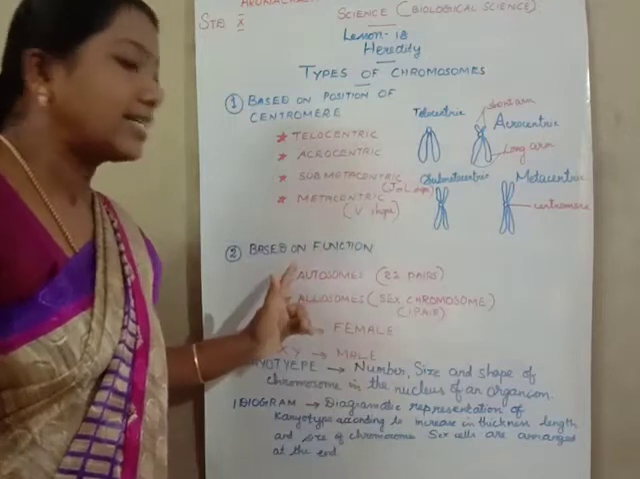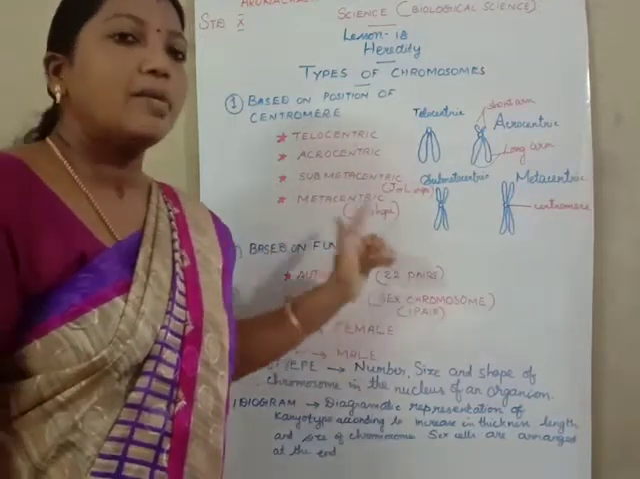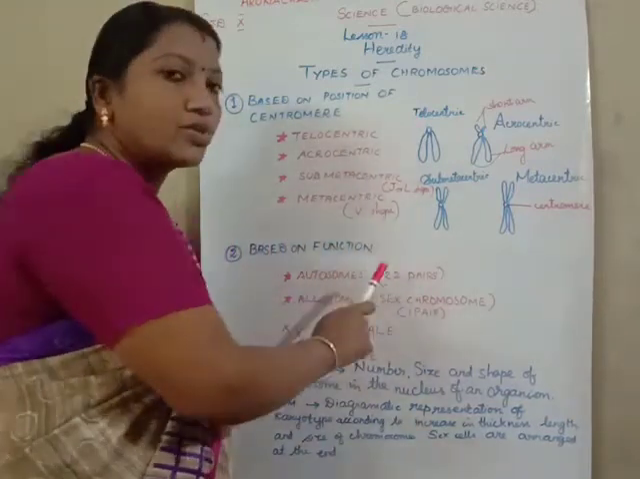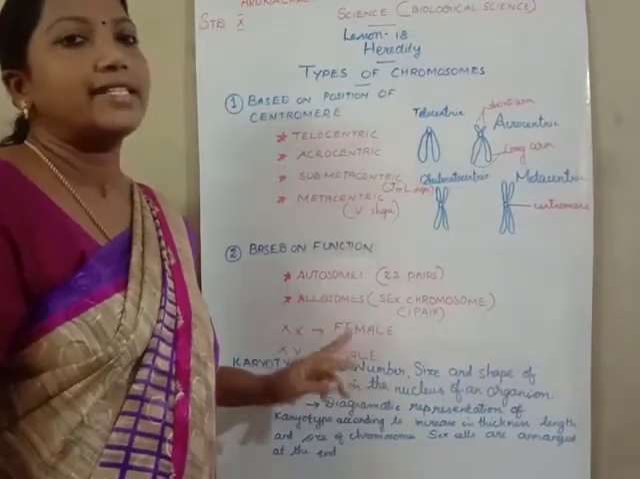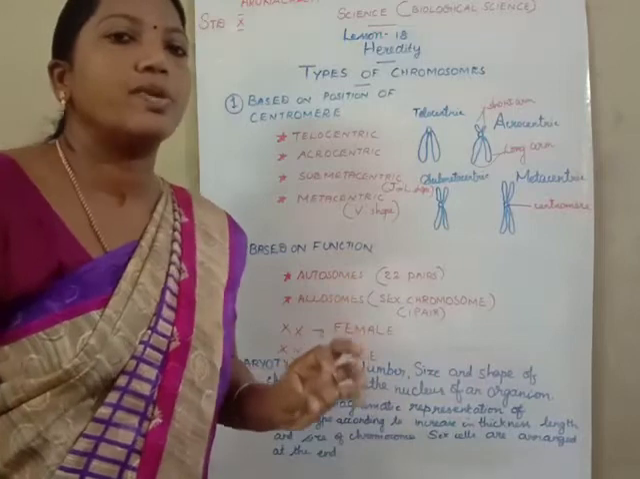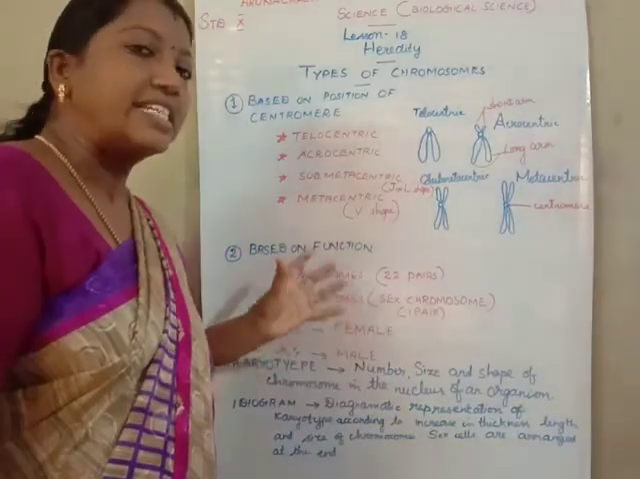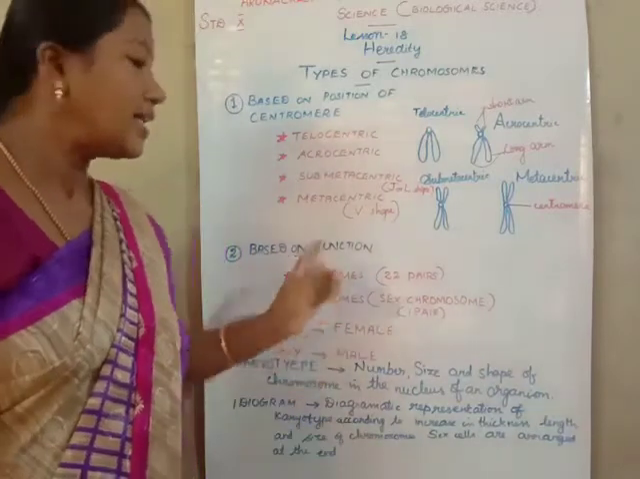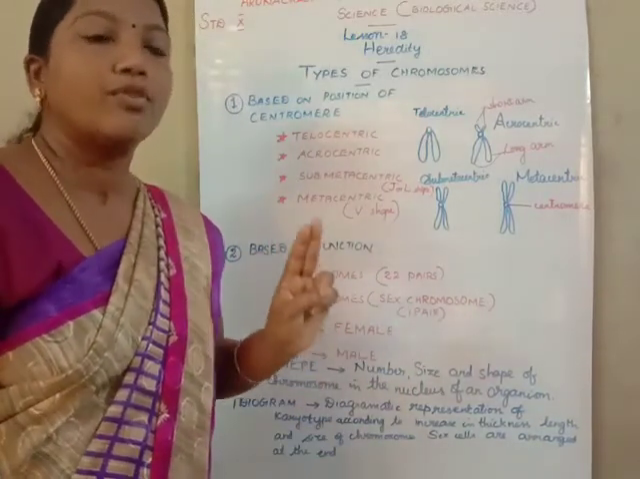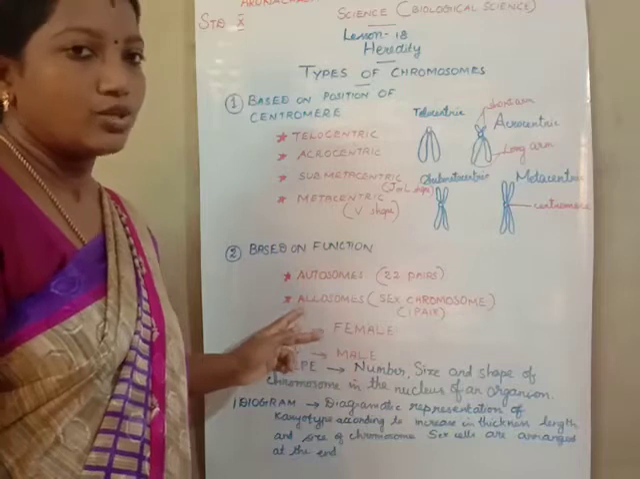The second type is based on function. Based on function, chromosomes are classified into two types, autosomes and allosomes. Autosomes are the body chromosomes. They determine the somatic characters or body characters. There are 22 pairs of chromosomes under the autosomes.